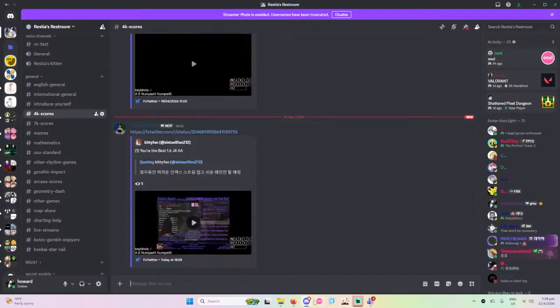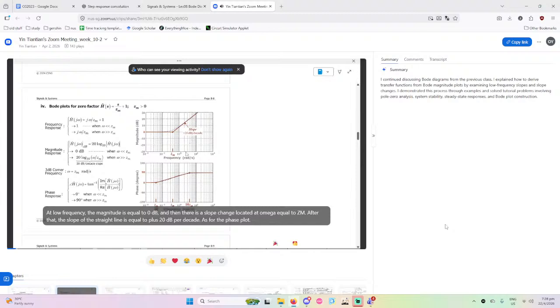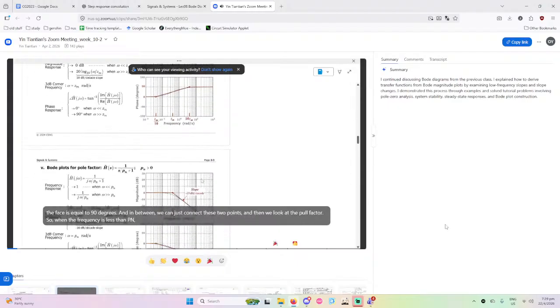Then for the zero factor, in the magnitude plot, at low frequency, the magnitude is equal to 0 dB, and then there is a slope change located at omega equal to Zm. After that, the slope of the straight line is equal to plus 20 dB per decade. As for the phase plot, when the frequency is below Zm over 10, the phase is equal to 0 degrees, and when the frequency is higher than 10 Zm, the phase is equal to 90 degrees. And in between, we can just connect these 2 points.